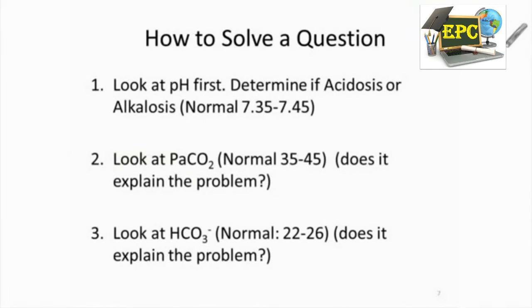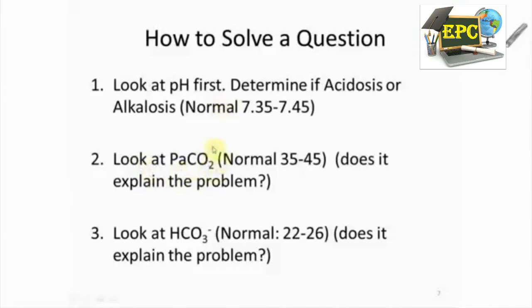Now, when you have a question about pH, acidosis, alkalosis, what's the cause, what's going on, there are steps. Here are some steps so you can answer a question. First, you look at the pH and determine if it's acidosis or alkalosis. The normal range, as we said, is 7.35 to 7.45. If it goes higher, that means alkalosis. If it goes lower, that means acidosis.